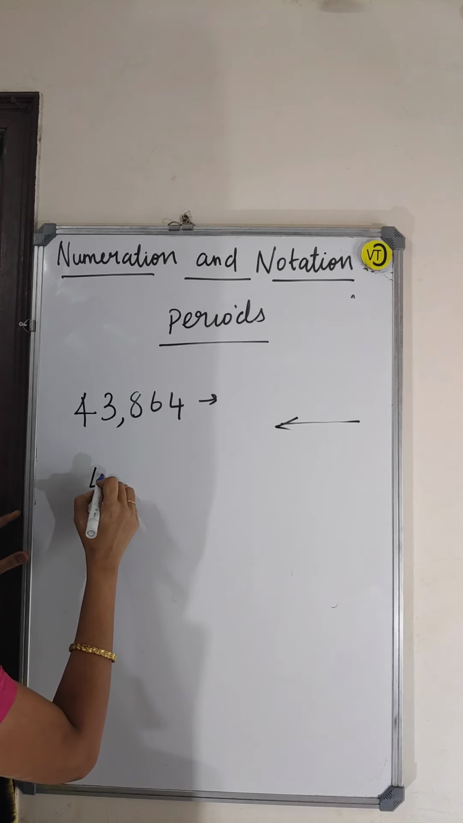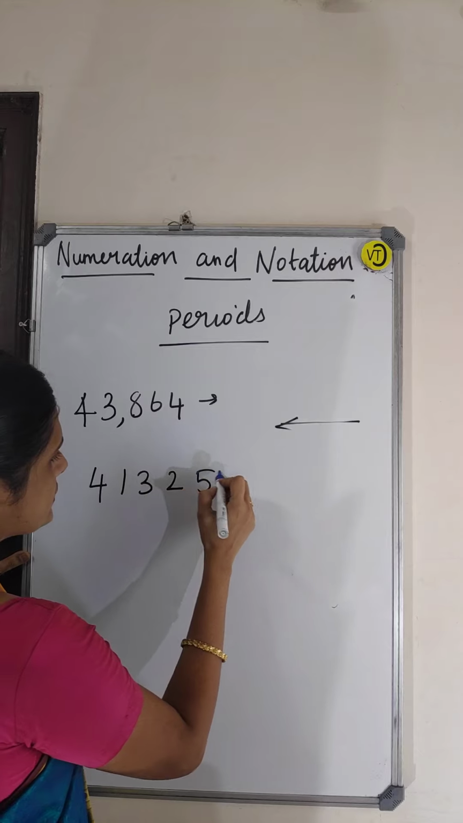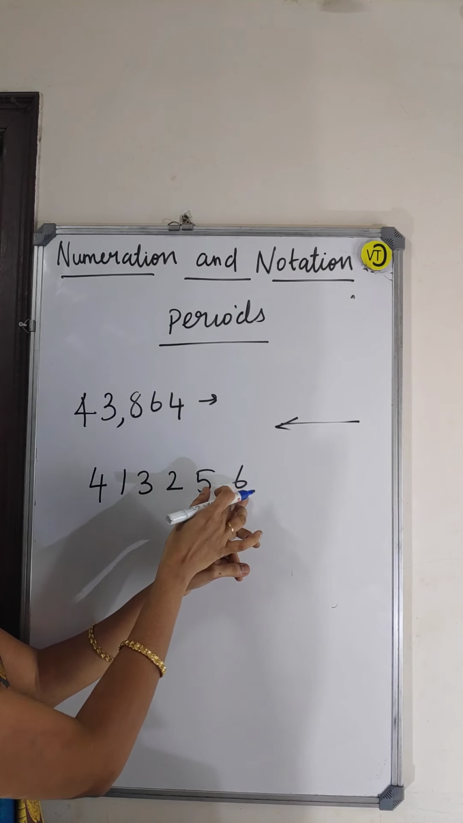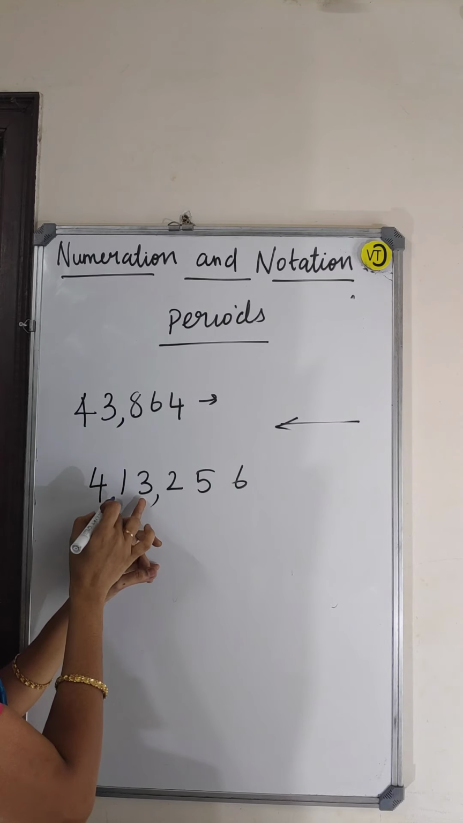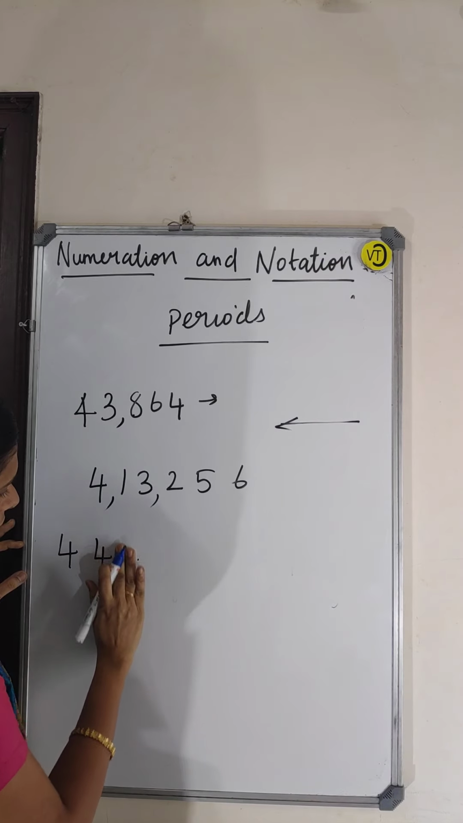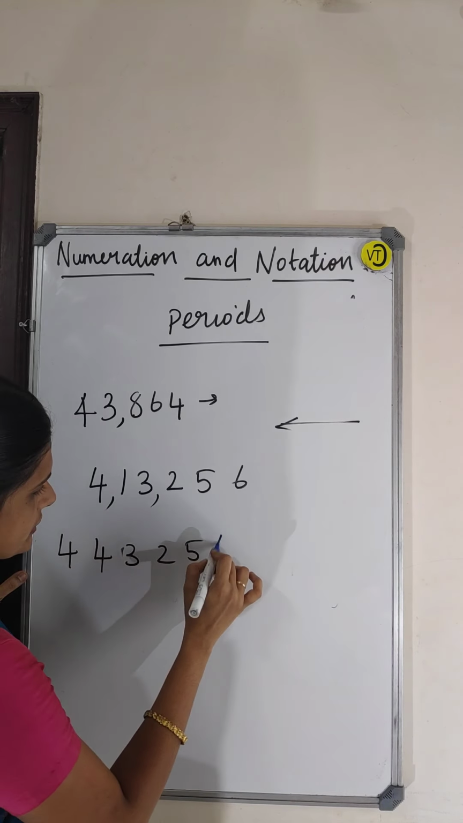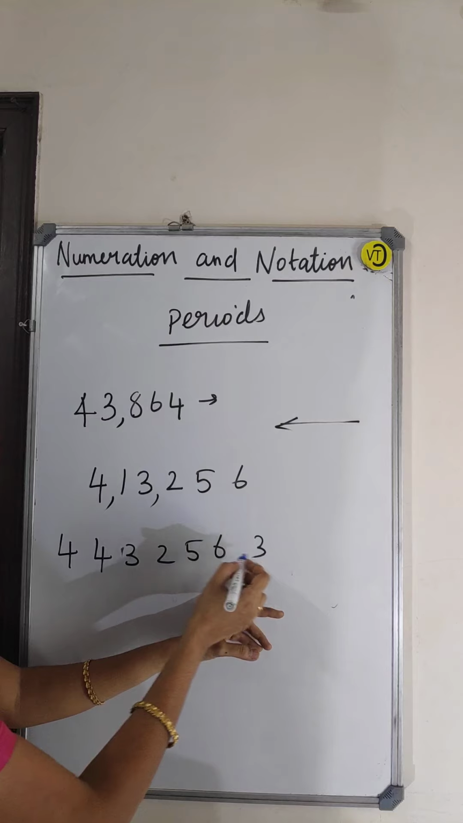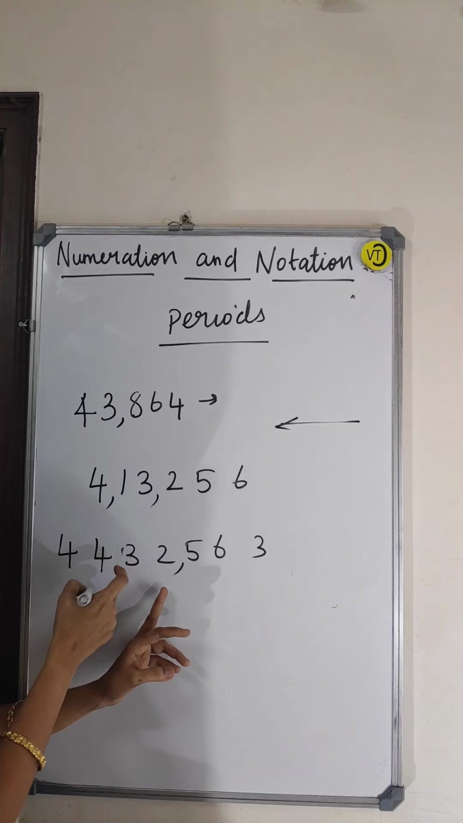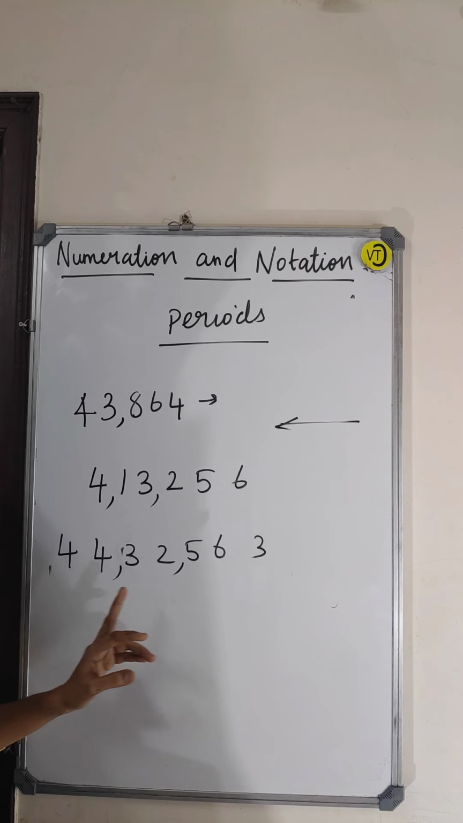Put the comma. See, 4, 1, 3, 2, 5, 6 like that it is. First of all, here you have to come first 3 numbers: 1, 2, 3. Then 2 numbers this way. 4, 1, 4, 4, 3, 2, 5, 6, 3. First 3 numbers, here you have to come this way. First 3 numbers, then 2 numbers, then 2 numbers like that.